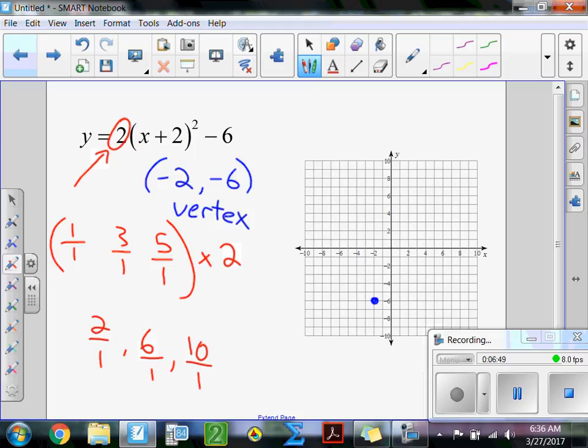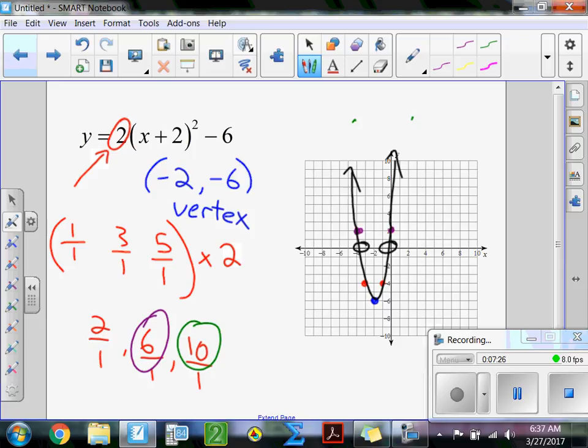So I'm going to take my vertex, go over 1 up 2. From there, I'm going to go up 6, over 1 up 6. And from there, I'm going to go up 10, but that's going to be off the graph somewhere. This time my x-intercepts are not integers, so I could estimate what they are. We're going to learn how to solve those later. So that's what my x-intercepts would be.